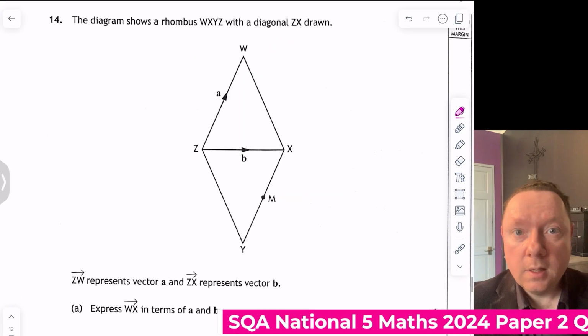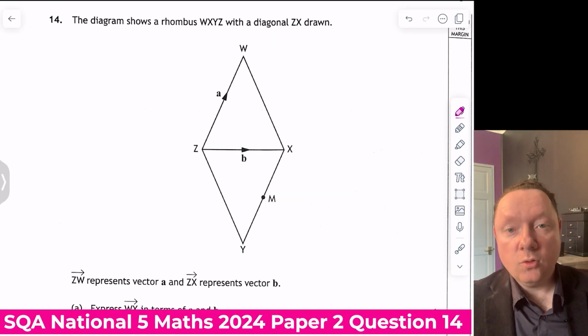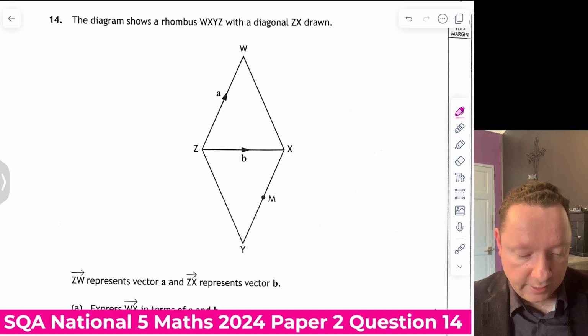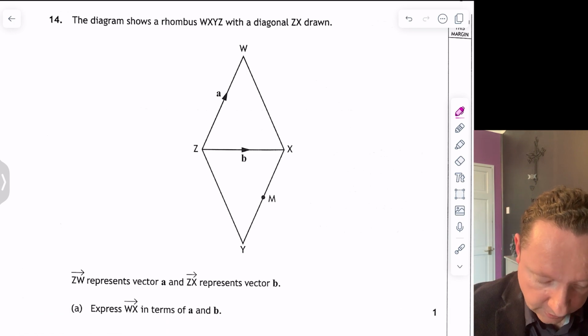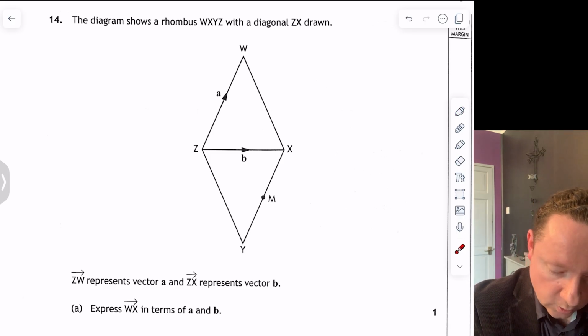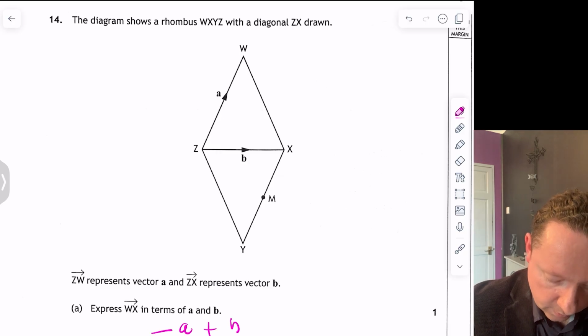And we're done there. SQA National 5 Maths 2024, Paper 2, Question 14. The diagram shows a rhombus. ZW is vector A, ZX is B. Find WX in terms of A and B. I know a lot of people don't like these ones, but I'm just going to start here and I want to end there. So I'll just take a route I can see. Down here, minus A, along there, plus B. Minus A plus B. And we're done.